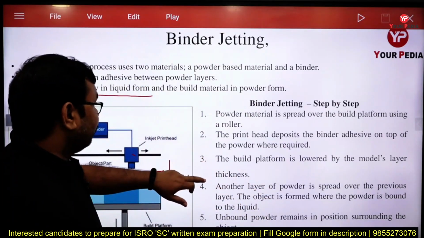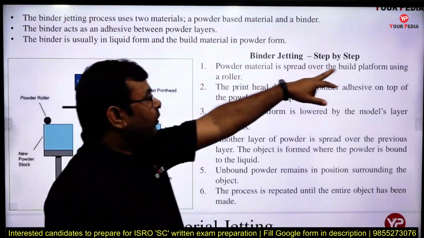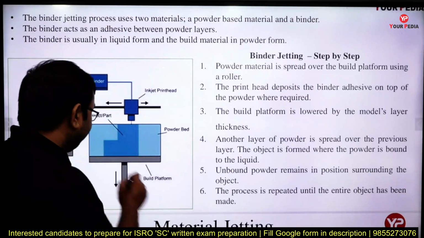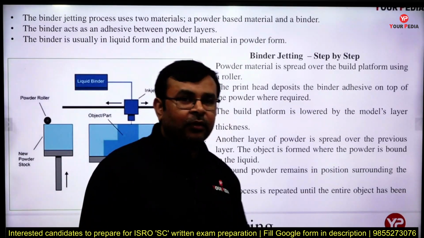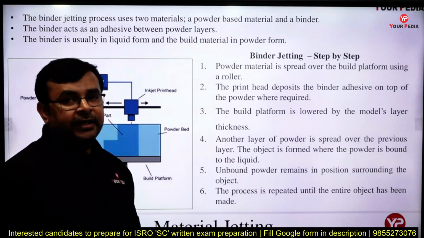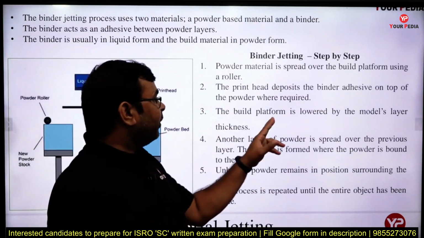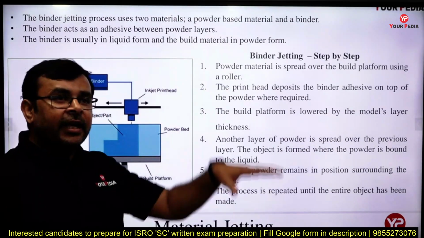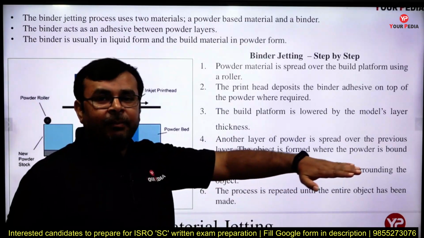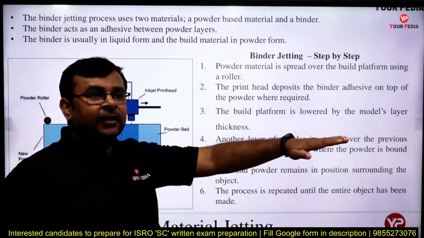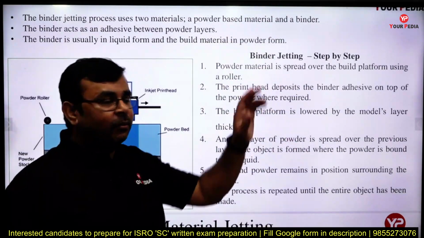So obviously in this binder jetting process, the powder material is spread over the build platform, yes or no, this is the build platform. After that the print head deposits the binder additives on the top of the powder where required, according to our requirement we just provide the liquid binder. The build platform is lowered by the model's layer thickness, correct. After the first layer of deposition you just lower the build platform, and again we provide powder over the surface, and again we provide the binding agent, and after providing binding agent it lowers again, and the same procedure is followed, correct.